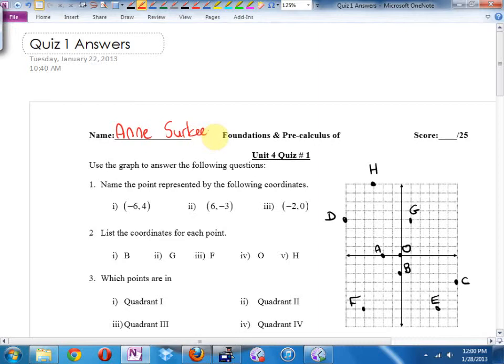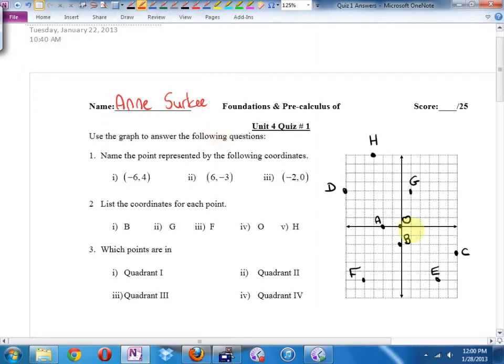Name the point represented by the following coordinates. (-6, +4), I'm pretty sure that's a D, 1 mark. (6, -3), I'm pretty sure that's a C, 1 mark. (-2, 0). Ooh, I almost picked B. A, 1 mark.